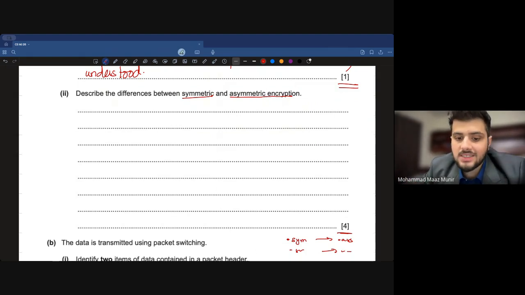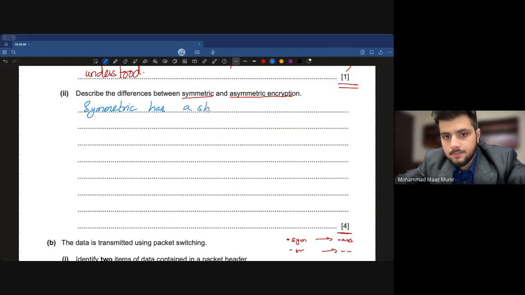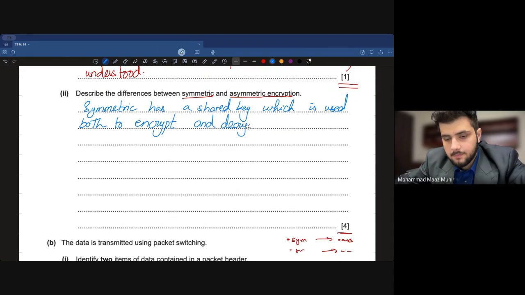So let's describe it. Symmetric has a shared key which is used both to encrypt and decrypt the data. That is 2 points. One point being that it has a shared key, and the other that it is used to encrypt and decrypt.